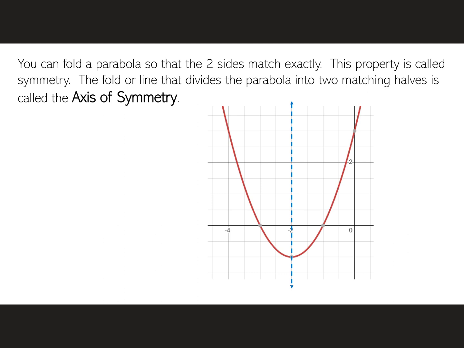Now every line has an equation. So do you remember what a vertical line equation starts with? Well, if you said x, you're right. The axis of symmetry for this parabola is x equals -2.